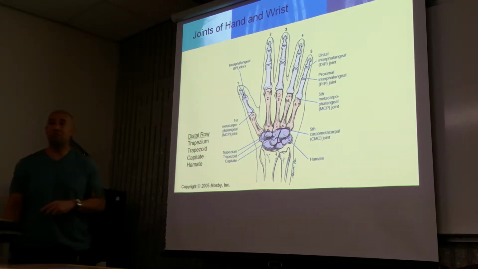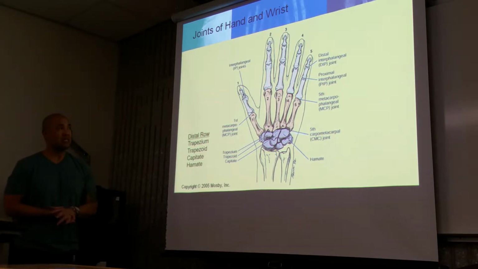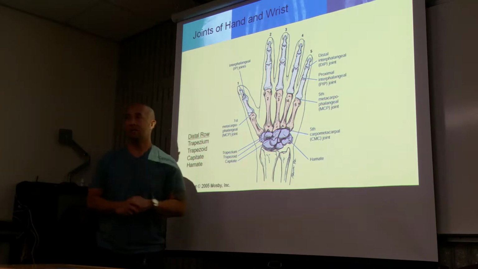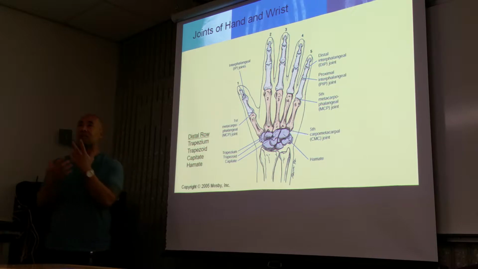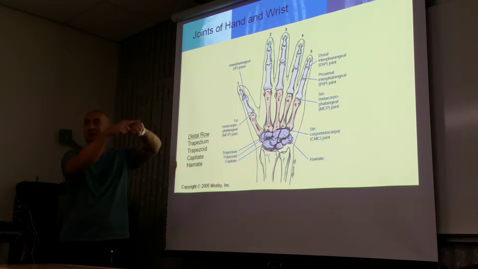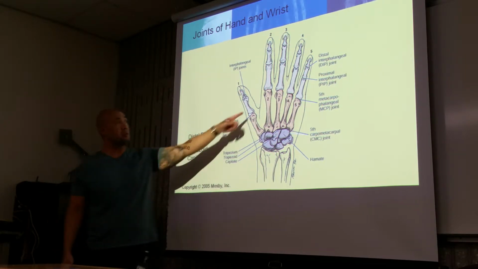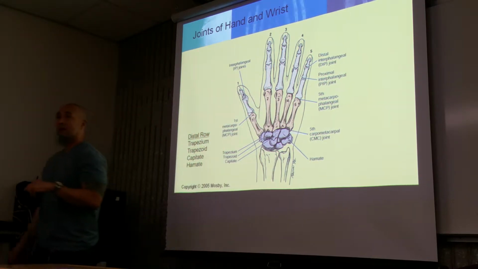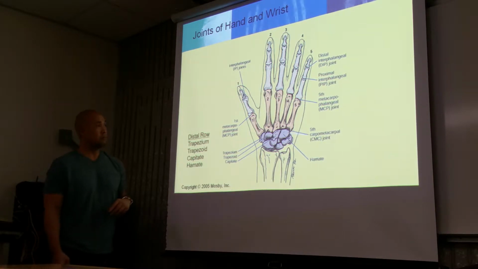Now, the articulation between the phalanges and the metacarpals is known as the metacarpal phalangeal joint. Is it easily found in your hand? Which is it? It's your knuckles. These are your knuckles. So that's the metacarpal phalangeal joint.